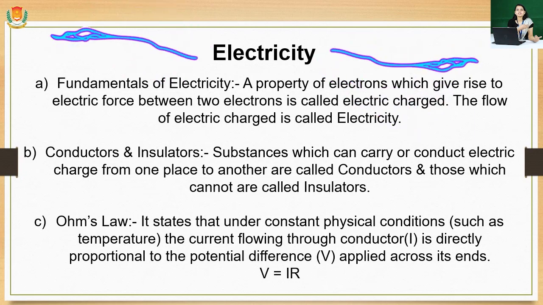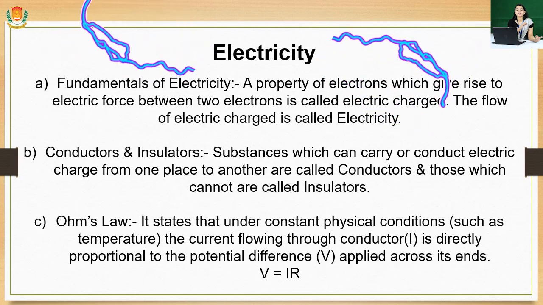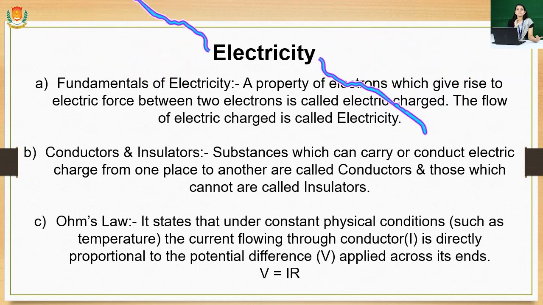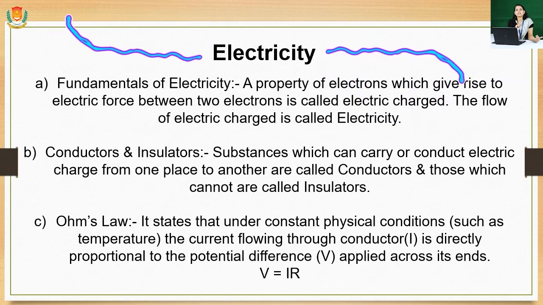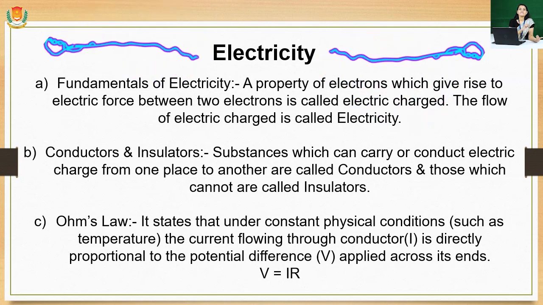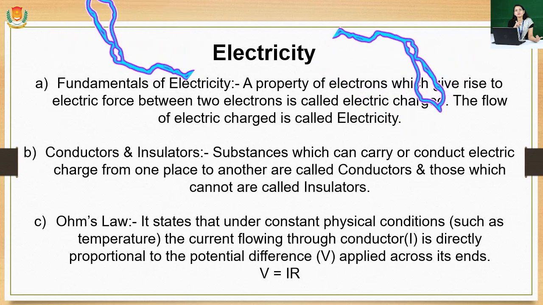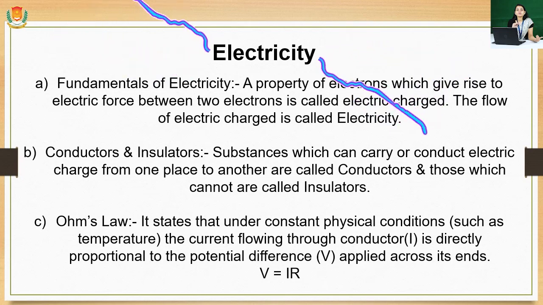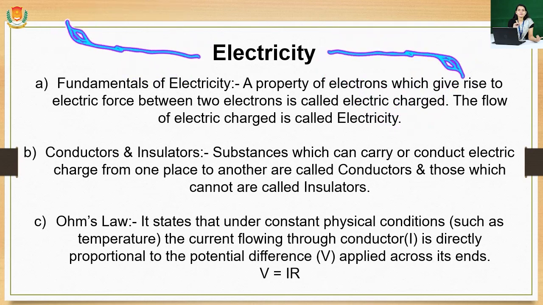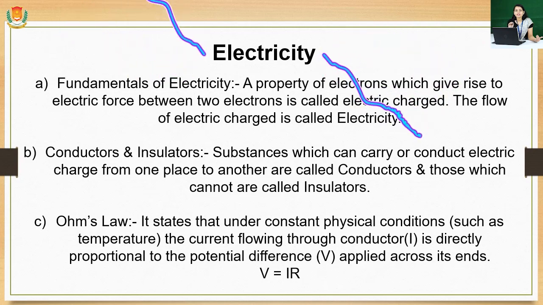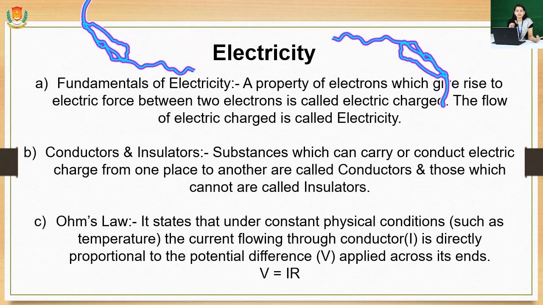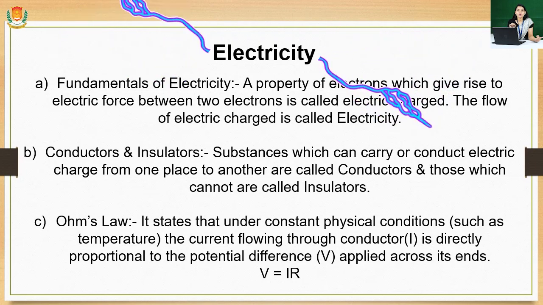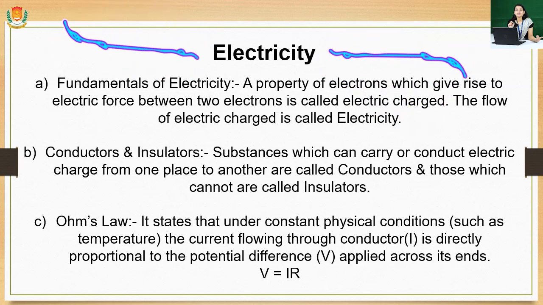For example, if I take a wire in my hand and electric current is passing through it, that electric current passing through the wire will be directly proportional to the potential generated at the two ends of the wire. Means V is directly proportional to I, or I is directly proportional to V. Then V = IR, where R is the resistance offered to the flow of electric current inside the wire.